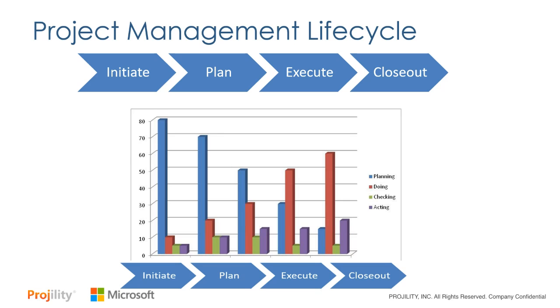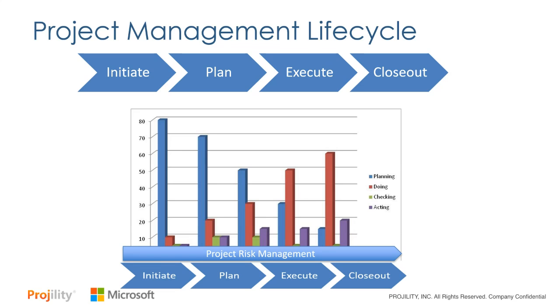As we move into planning and executing, that planning bar starts to go down and starts getting replaced with doing, checking, and acting. And as we finally get into closeout, again, we're more in the doing. We're trying to actually wrap up the project, deliver the end deliverables, things like that. The key thing here is as you start thinking about project risk management, it's not something you're going to do at just one stage in your life cycle. You're going to do it throughout. So whether you're doing your planning, execution, your initiation, you're always going to want to think about project risks.